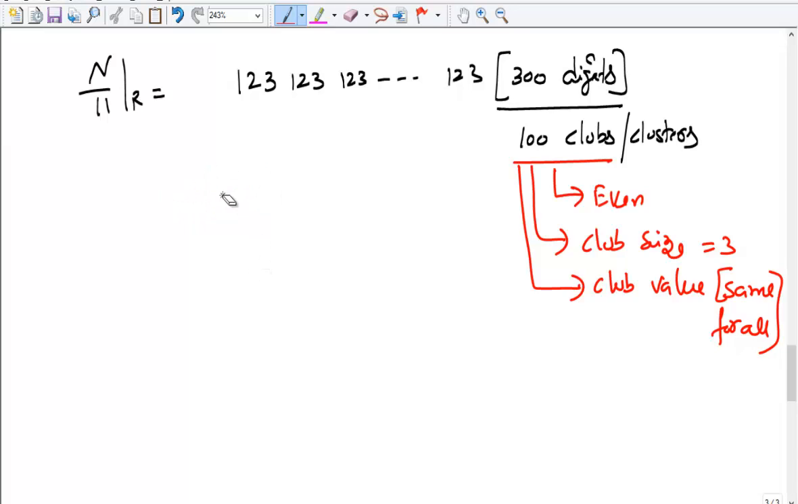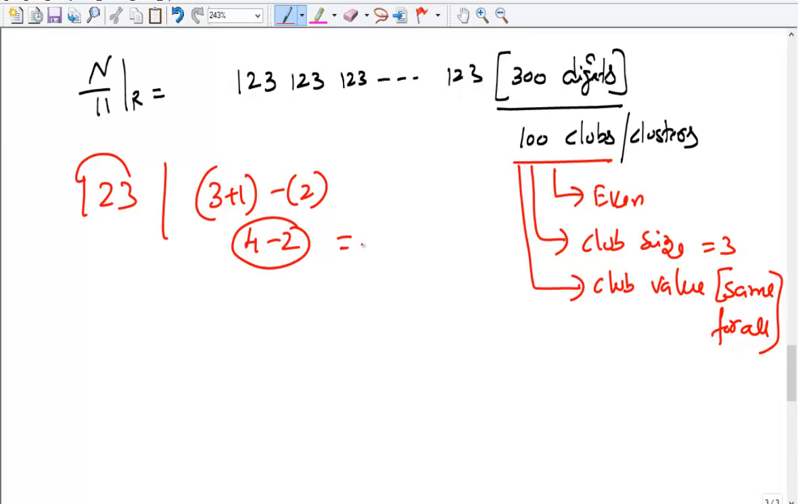What happens if it's odd number of clubs? Let's take 1 2 3. That's going to be 3 plus 1, that is first one, minus 2. So that is fundamentally 4 minus 2. So that's going to be 2.